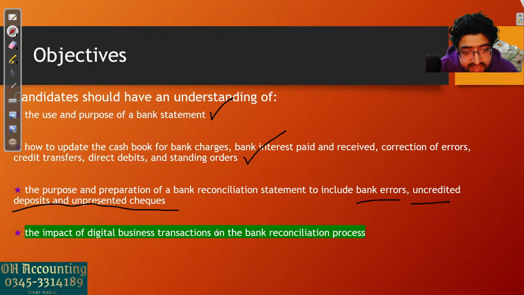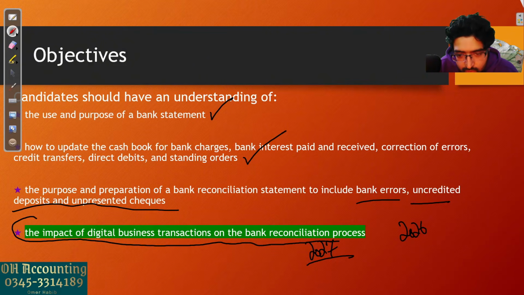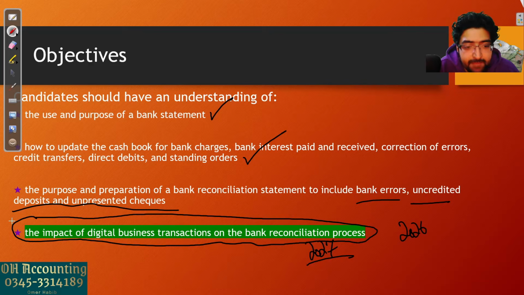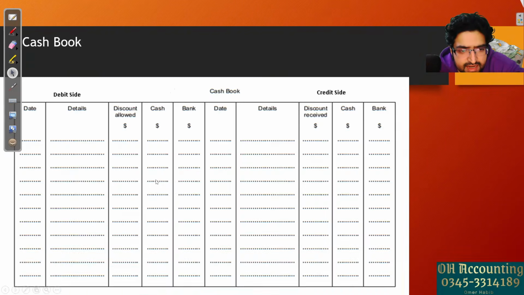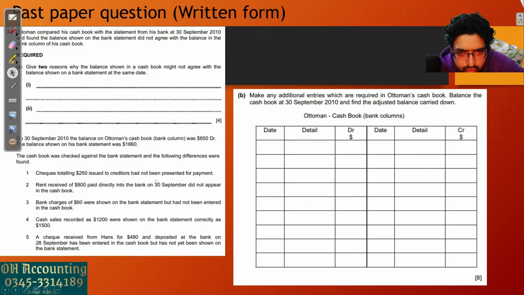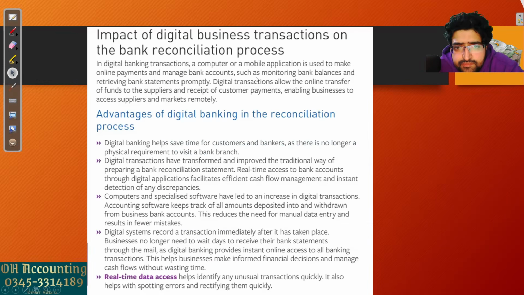Then this is for those who will appear from 2027 onwards. So if you are appearing in 2026, you don't have to worry about this, but I'm going to cover this now in this video. The impact of digital business transactions on the bank reconciliation process. Okay, this is just theory based and nothing special in this, but let me go through this quickly. So these are the notes for that. Okay. Let's just simply read these points, that what are the advantages of digital banking in reconciliation process.